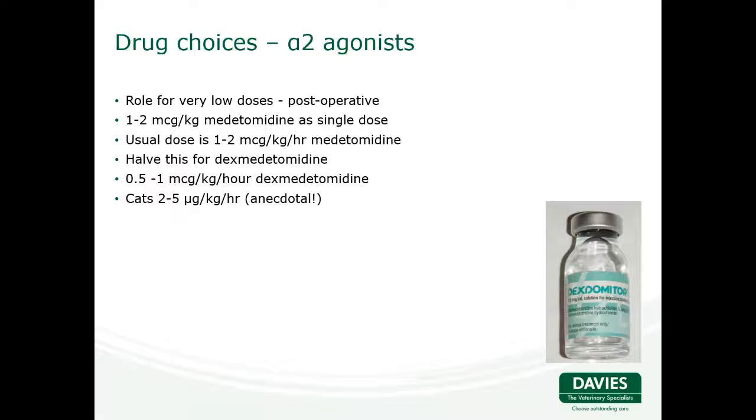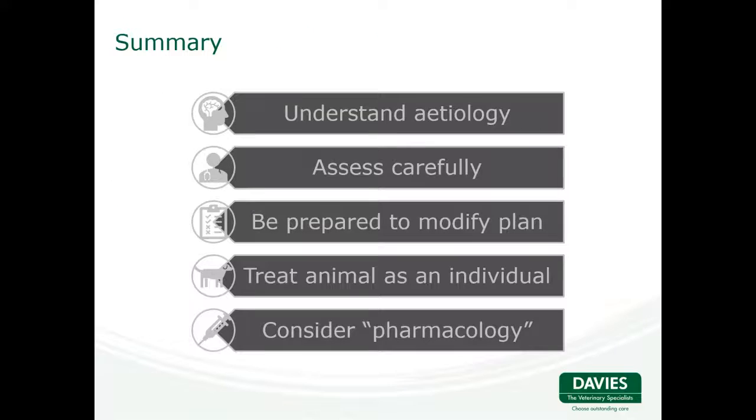So we'd use 1 to 2 micrograms per kilo of medetomidine as a single dose during recovery from anaesthesia. And that will just allow us time to reassess the analgesia, to maybe get some more opioids on board, to think about what else we should be doing. And for animals that have got ongoing quite high analgesic requirements, we'll often use it by infusion. The doses for cats are very much anecdotal. There is data for the dogs.